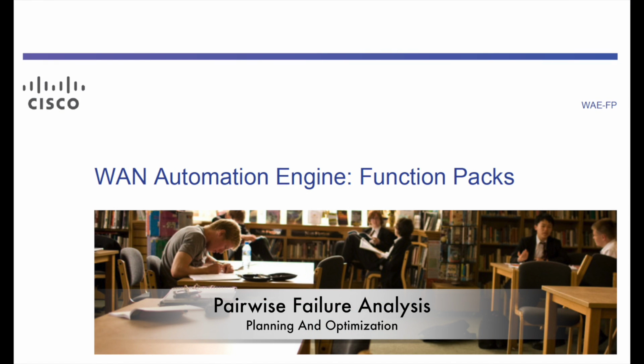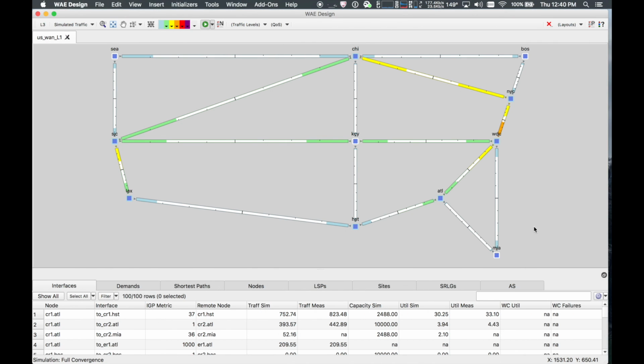This is a demonstration of the Pairwise Failure Analysis tool that is part of the planning and optimization function pack supporting the WAN automation platform. The Pairwise Failure Analysis tool extends the built-in simulation analysis capabilities of WAN design.